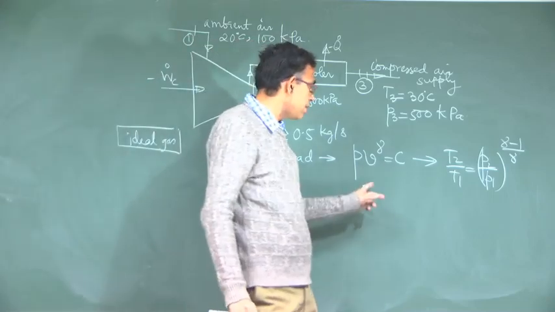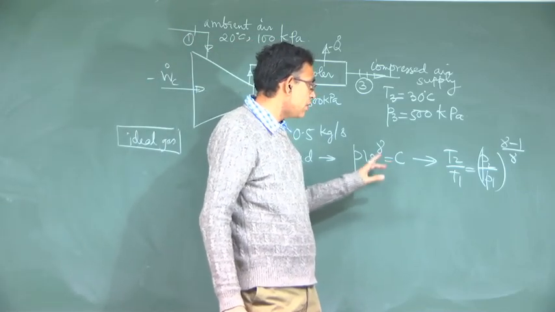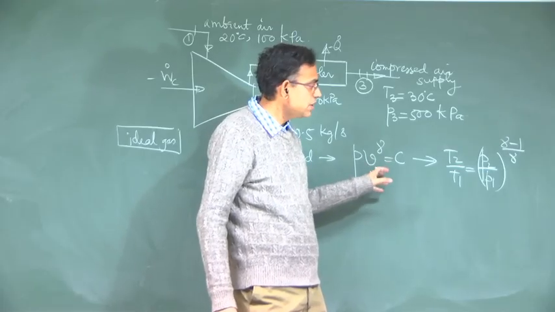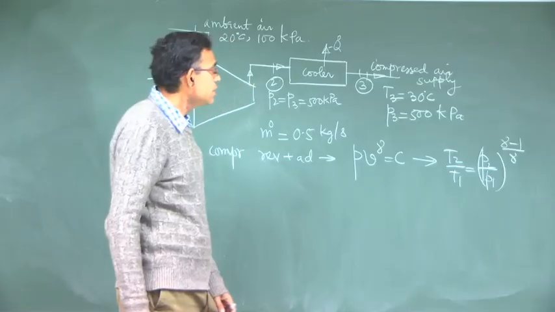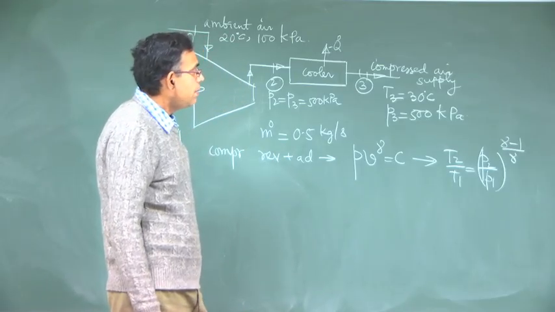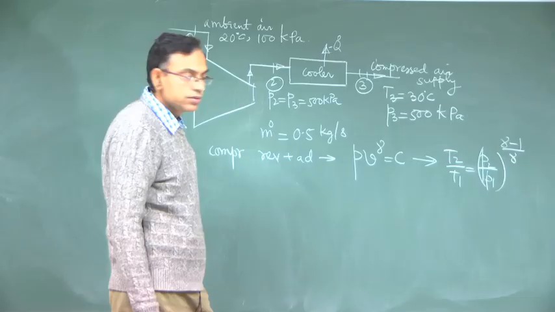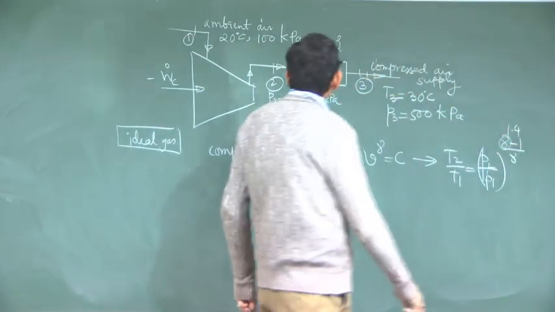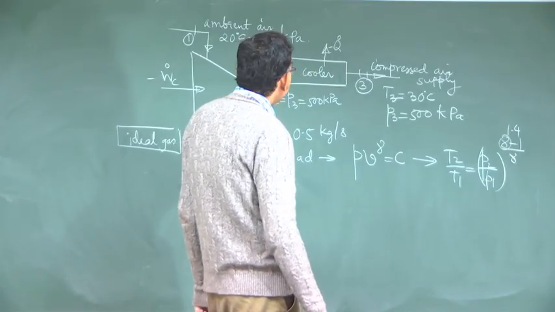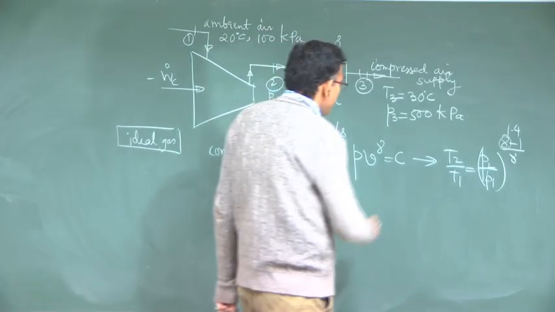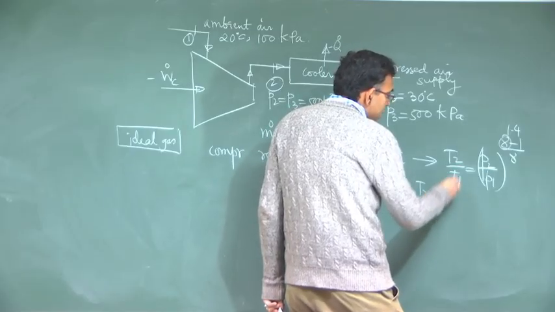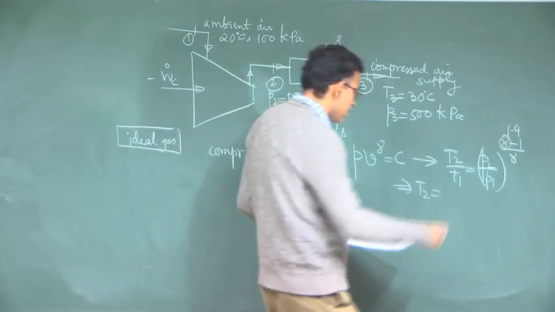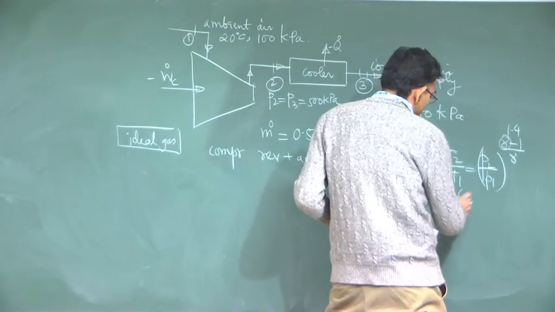This we have used in one of our previous problems. It is very simple, you combine this with PV by T equal to constant. So, this combination gives this one. Gamma for air is 1.4 if you take constant Cp, Cv. You know what is P2, you know what is P1, so you can get what is T2 from here. Remember, in these expressions temperatures are to be in Kelvin. So, T2 is 464.6 Kelvin.